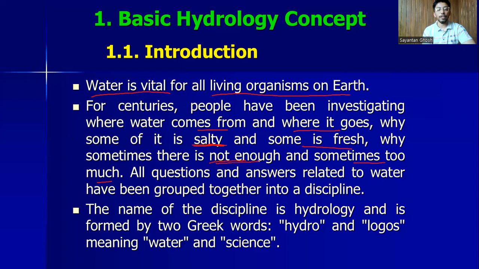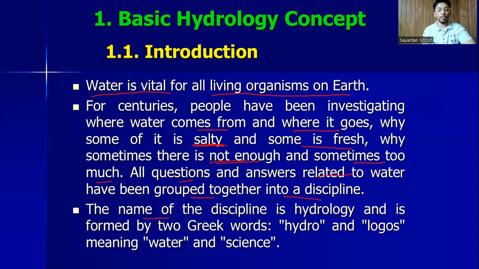Not enough water in the cases of droughts, where the rainfall is less or the rivers have dried up or the groundwater level is low. There we can say that water is not enough. And sometimes too much, in the cases of excessive rainfall or the monsoon period, that is also under study. So all the questions and answers related to water have been grouped together into a discipline. That discipline is what we now study as hydrology, the study of water.